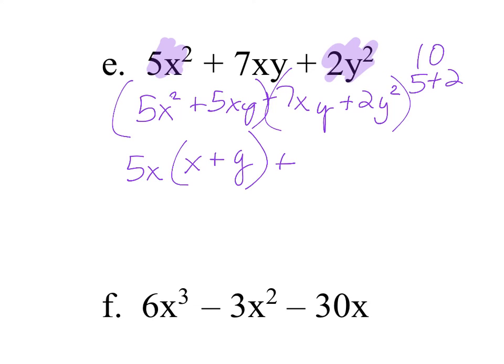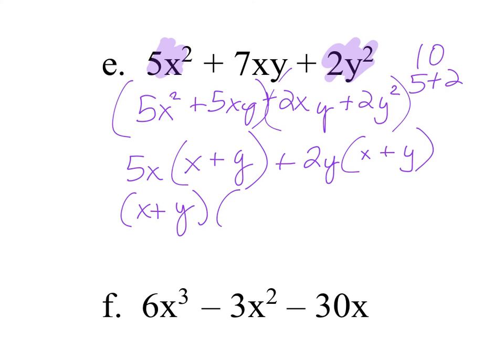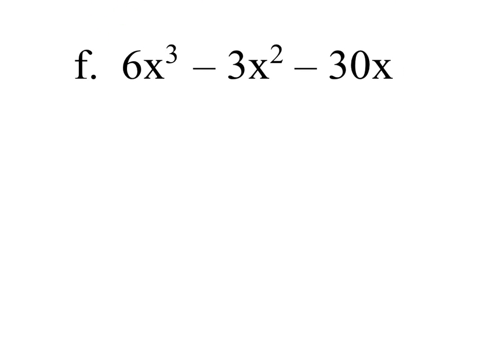And on this one, I pull out, why do I have 7? It should be a 2. Apologies. You guys probably already caught that. This 7 should have been a 2. 5 plus 2 is 7. All right. So now I can pull out a 2y, leaving me with x plus y. So I can factor out the x plus y. And I have 5x plus 2y. Okay.